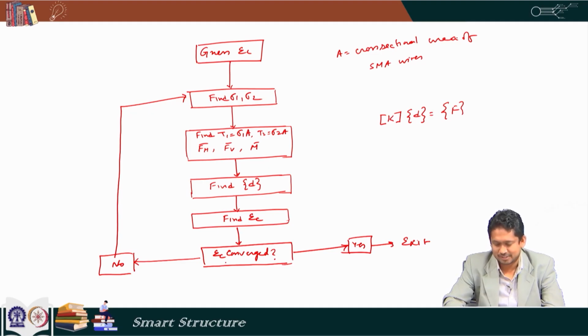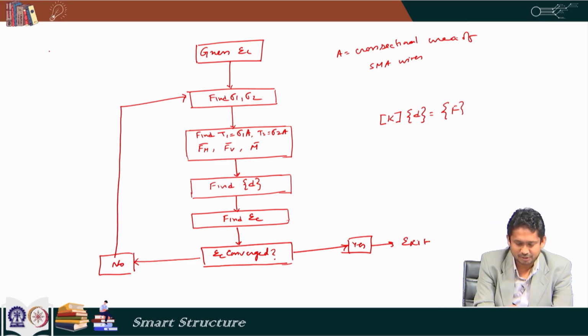Once the convergence of epsilon c is obtained, the corresponding d is our obtained value of the nodal degrees of freedom at different node points, and that gives us the solution. So, it is a solution of the static problem. So, static solution. So, applied load P does not change with time.